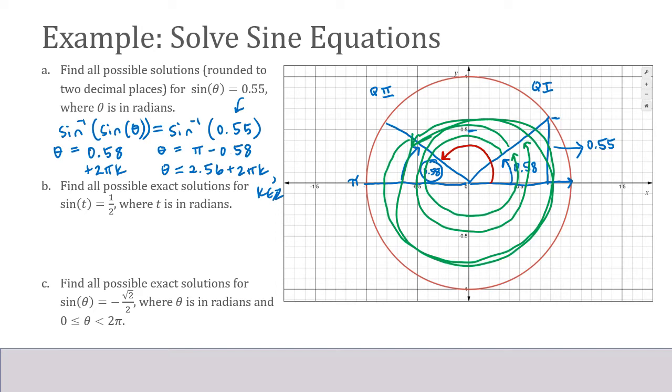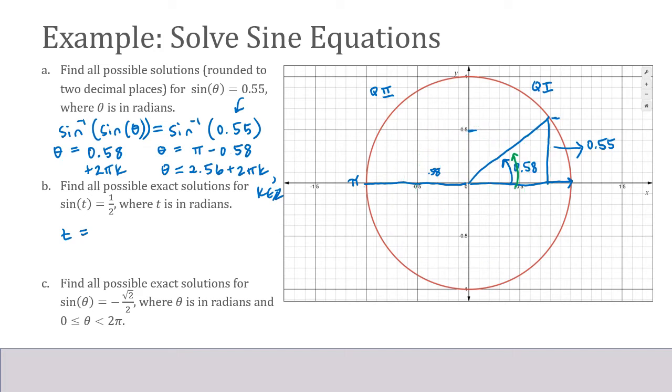Now, for situations like part B, where the output is an angle measure that I have memorized, I don't think I need my calculator. It says find all possible exact solutions for when the sine of an angle t is equal to 1/2. All right, well, let's see. And let me just erase this mess that I have over here. Let me just erase all of that.